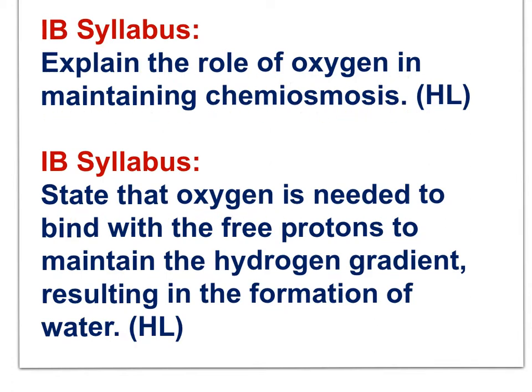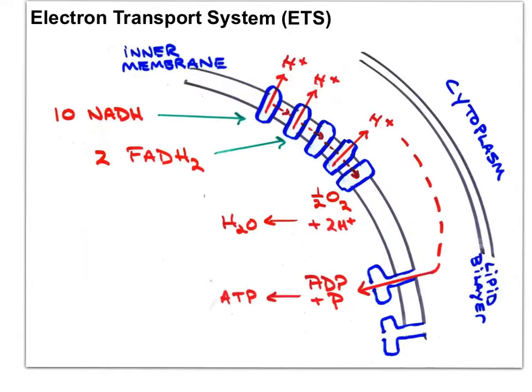State that oxygen is needed to bind with the free protons to maintain the hydrogen gradient, resulting in the formation of water. As the hydrogen ions diffuse out of the intermembrane space into the matrix, they're taken up by oxygen to form water, and this serves to maintain the gradient. High concentration of hydrogen ions here, low concentration here, because of the uptake of hydrogen ions by oxygen to form water.